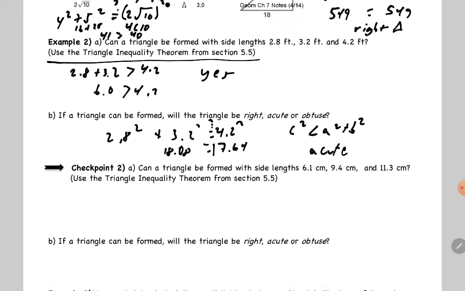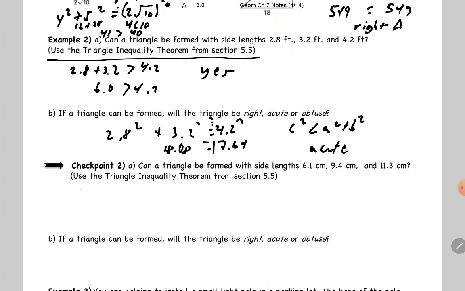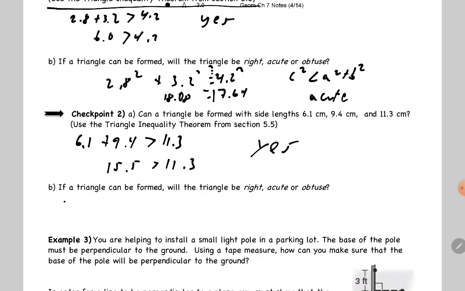Alright, let's do it again. Is 6.1 plus 9.4 bigger than 11.3? Yeah, it is. 15.5 is indeed bigger than that, so yes. And now we have to do 6.1 squared plus 9.4 squared. Is that bigger than 11.3 squared? So 11.3 squared will be 127.69.